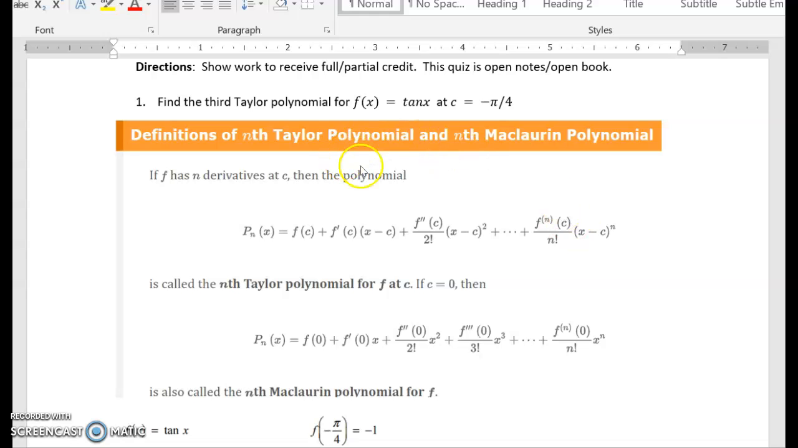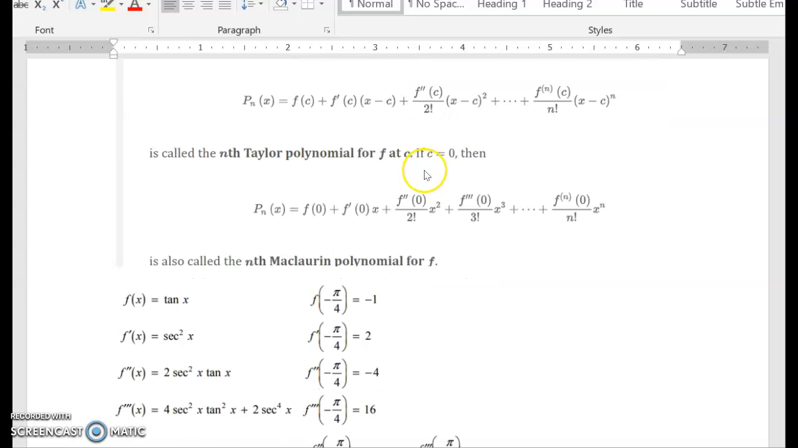So if I'm asking for the third Taylor polynomial, then I'm going to look that up. I'm going to see how that's formed. So if f has n derivatives at c, then the polynomial p sub n of x is given by this guy, right? And that's called the nth Taylor polynomial. That is, if I want to find the third Taylor polynomial, then n is 3, of course, and then I have to go to 3 derivatives, all right? So that means I need to take 3 derivatives of the tangent function. So let's do that here.